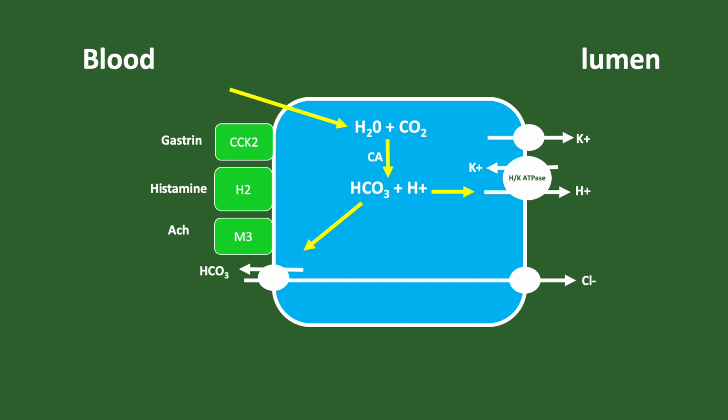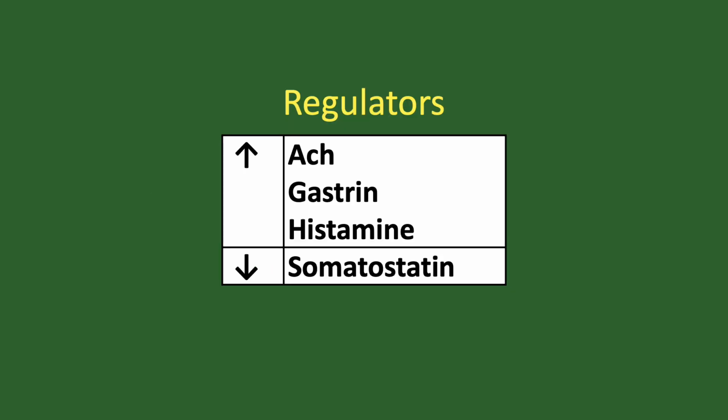As you can see, there are 3 receptors on the basal side, CCK2, H2 and M3, which bind gastrin, histamine and acetylcholine. These are involved in gastric acid regulation and will be discussed next. The key regulators in gastric acid production are shown, those which increase gastric acid production: acetylcholine, gastrin and histamine, and those which reduce: somatostatin. This is not an exhaustive list, and there are other regulators, but these are the key basic regulators.